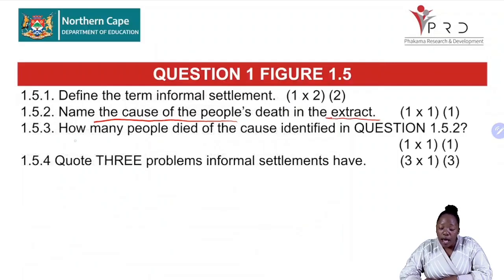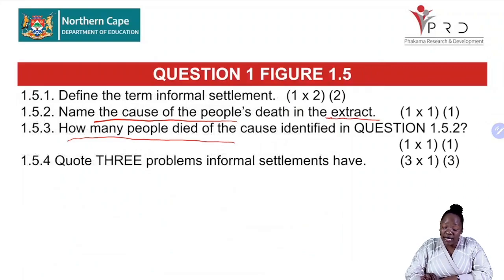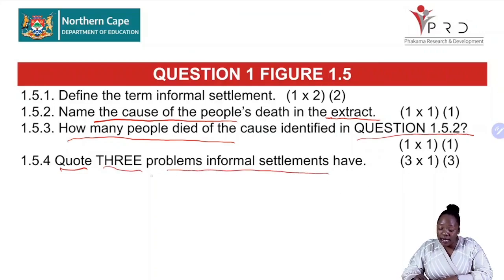Then third question, how many people died? Remember the second question says, name the cause of the people's death. And then third question, how many people died of the cause identified in question 1.5.2? Fourth question, quote 3 problems the informal settlements have. Quote means again, you're going to find it in the extract. So when you are reading the extract for the second time, you read it with an understanding of what answers you are looking for.